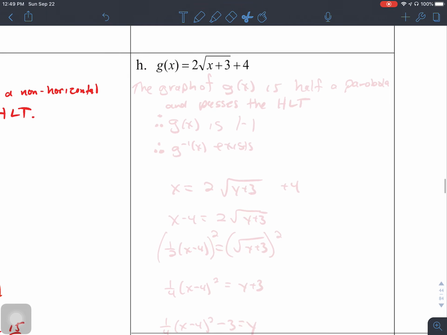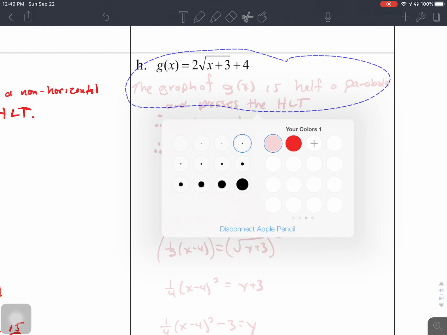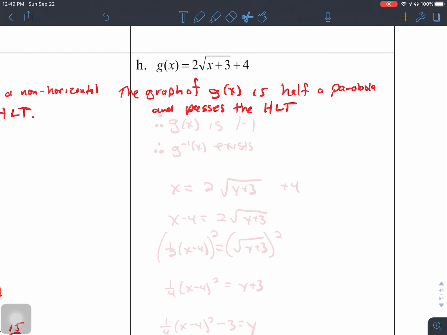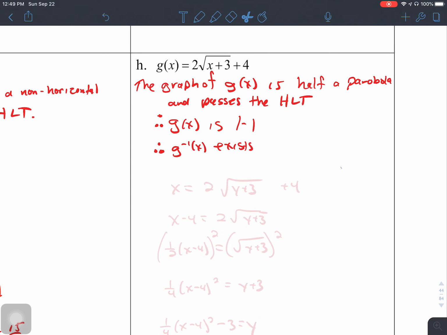H. This is a half of a parabola that opens up to the right. It's a square root function that passes the horizontal line test. As a result, that makes this function 1-to-1. Since it's 1-to-1, g inverse exists, which means we can find the inverse.